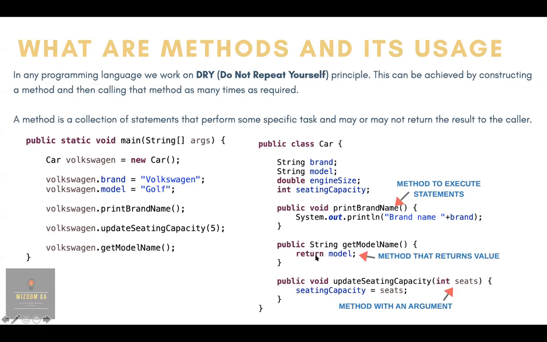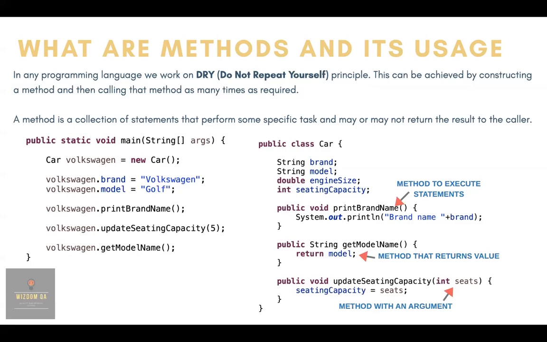So you're creating a method saying public string. Instead of void, where void means this method print brand name doesn't return anything. But when a method returns something, you know that get model name is returning me a string. So you say public string get model name, and then you say return model. So it is just returning a string value for the model variable.